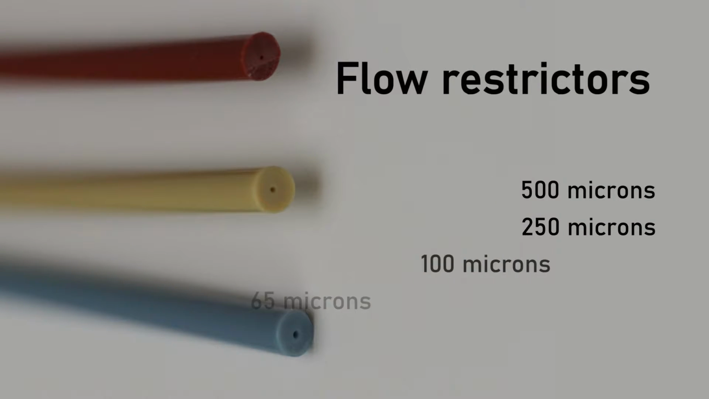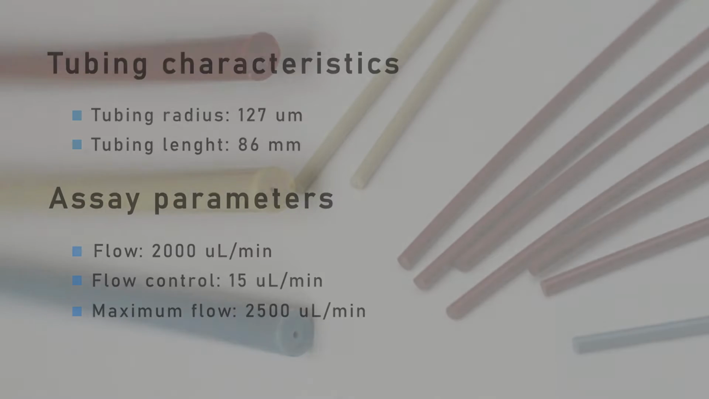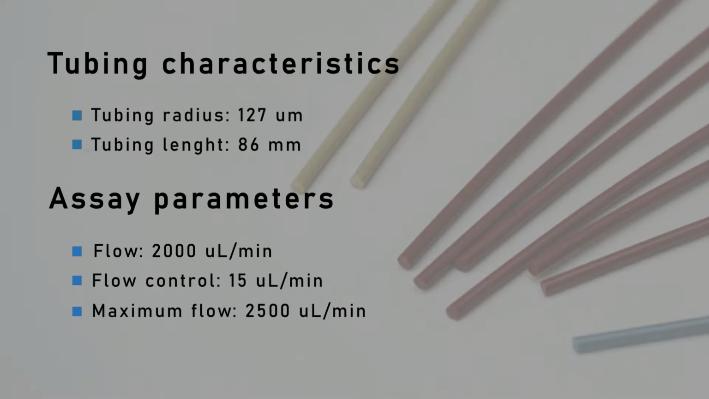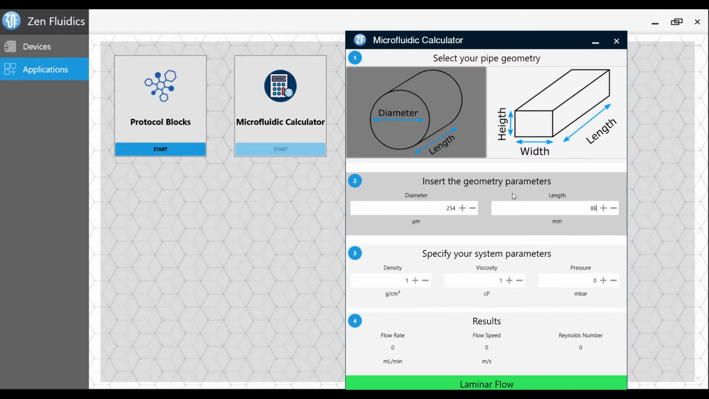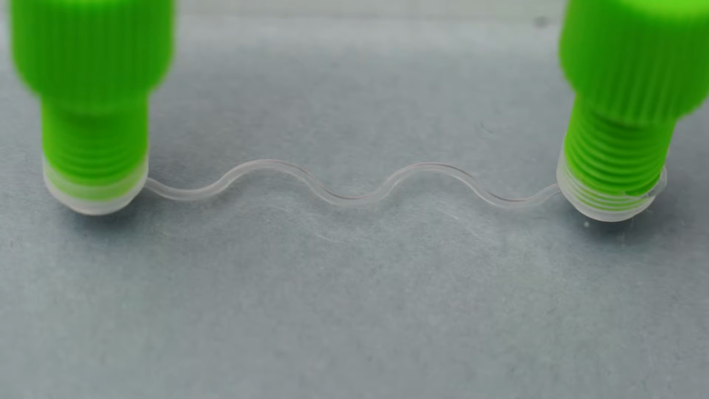Usually, the tubes have an internal diameter of 500 micrometers, 250 micrometers, 100 micrometers, 65 micrometers, or 25 micrometers. Going back to our example, this time we will use a restrictor with an internal radius of 127 micrometers and a length of 86 millimeters to achieve better results. From our calculations, we get 7.13 microliters per minute for each bar we apply with the restrictor. Since we are below the 15 microliter per minute limit, we will be able to control the system as desired.